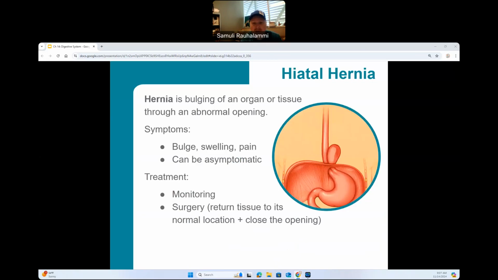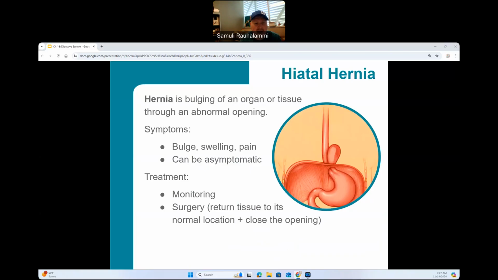And this can have many different kinds of symptoms, or it can be completely asymptomatic. The treatment of hiatal hernia depends on the severity. If it's not an issue, we just monitor it so that it doesn't get worse. We're aware of what's going on. If it is very severe, surgery may be needed to return the tissue or organ back to its place and then close the opening that it's trying to sneak through. So that was our hernias.